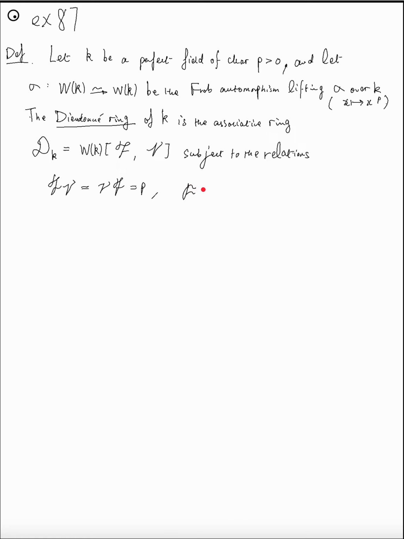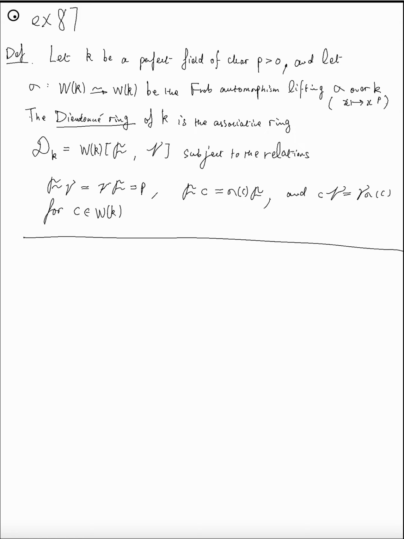F c doesn't commute with elements of W(k), but F c = sigma of c F, and c V = V sigma of c for c in W(k). This is the definition of the Dieudonné ring.